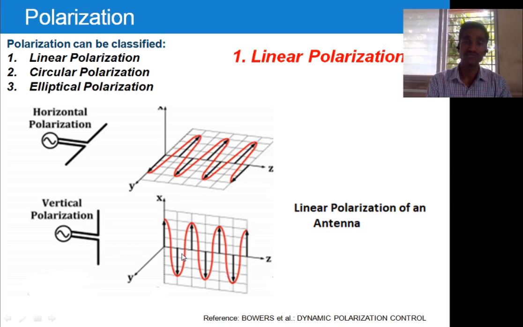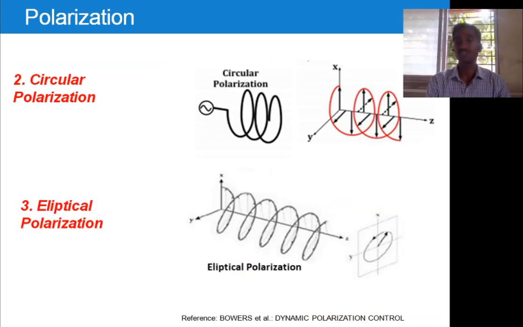So depending on the electric field, there are two types, horizontal and vertical. The next type is circular polarization. In circular polarization, the magnitude of the electric field is constant, but its angle changes in a circular way. It follows the circular nature. Its intensity does not change, the magnitude does not change. Only the direction of transmission changes in a circular nature.